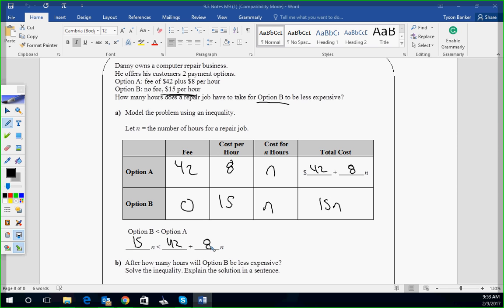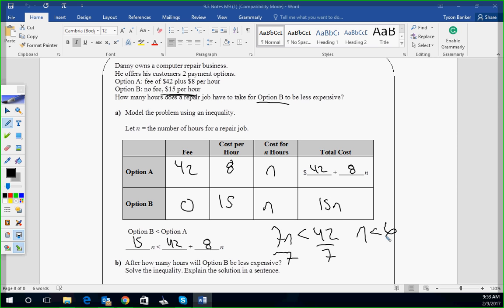Okay, perfect. So we're going to solve this now. So we will minus the 8n, so we get 7n less than 42. Divide 7, n less than 6. Okay, so at 6 hours, they're equal. So everything less than 6 hours, you want to go with option B.